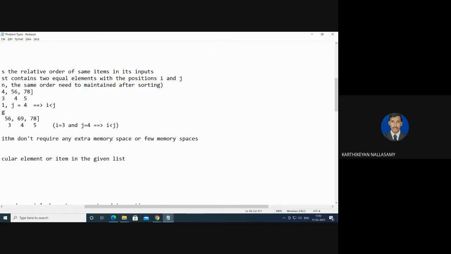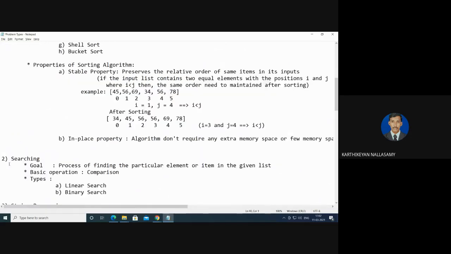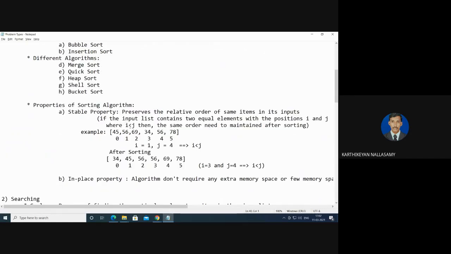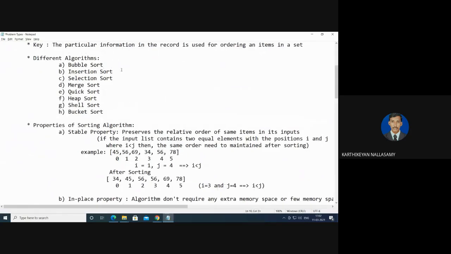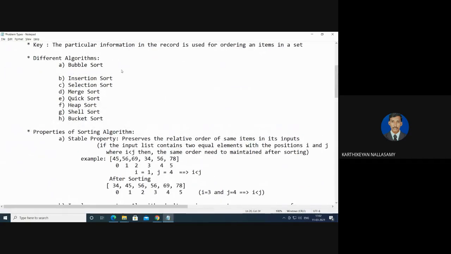So already we know that merge sort is not coming under in-place property, because we need n number of additional memory spaces for solving merge sort. So merge sort is not coming under in-place property. But maximum all the algorithms come under stable property. So now I'm going to discuss the complexity.